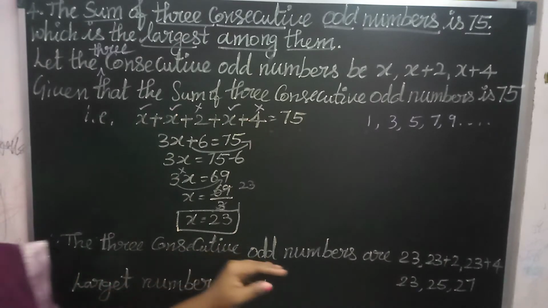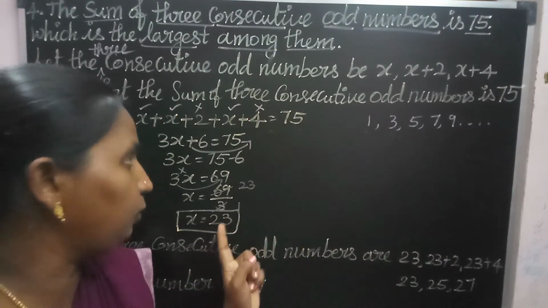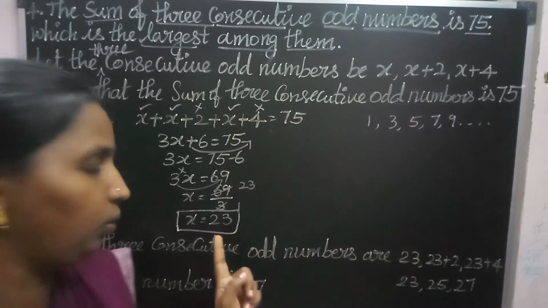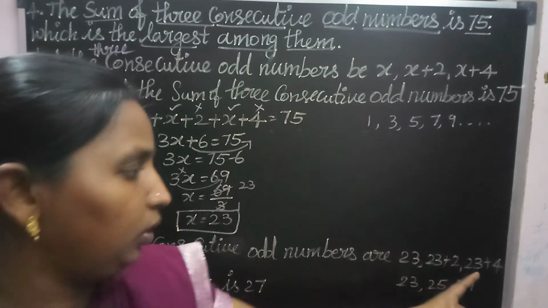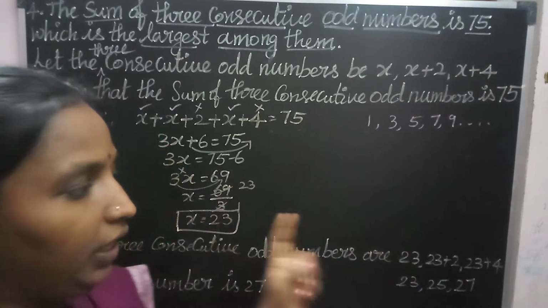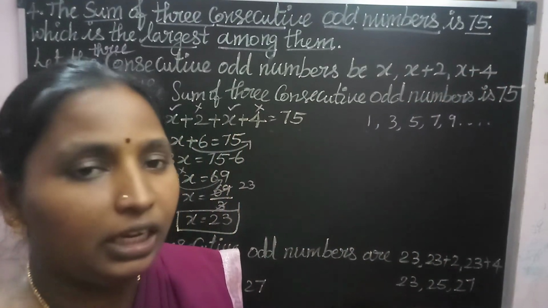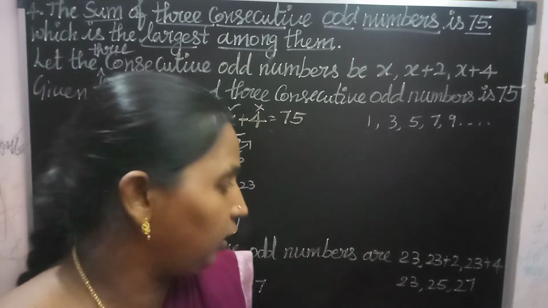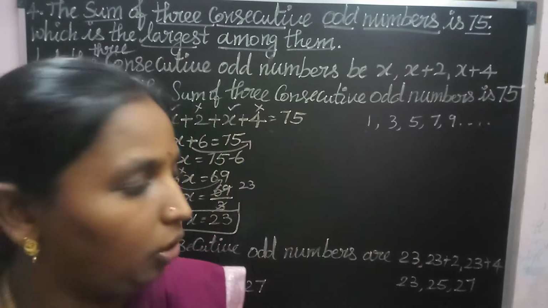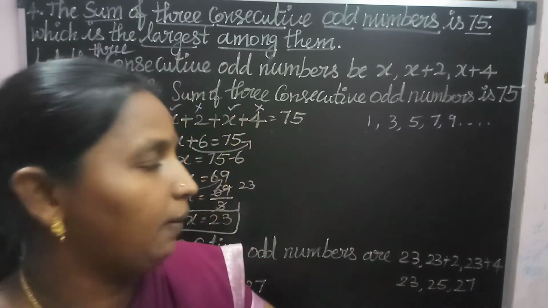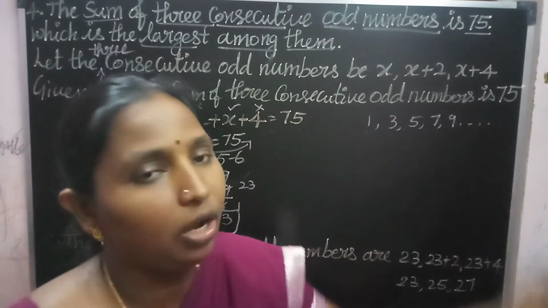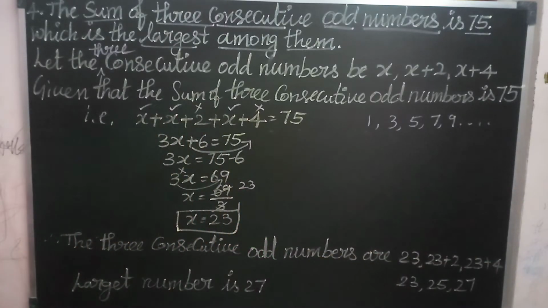Therefore, the three consecutive odd numbers are: first one we took as x, so 23, comma, x plus 2, that is 23 plus 2, comma, x plus 4, that is 23 plus 4. So we get the three consecutive numbers as 23, 25, 27. You have to check whether we found them correctly or not. If you add these three numbers, did you get 75 or not? Add these and check. Definitely you will get the answer.